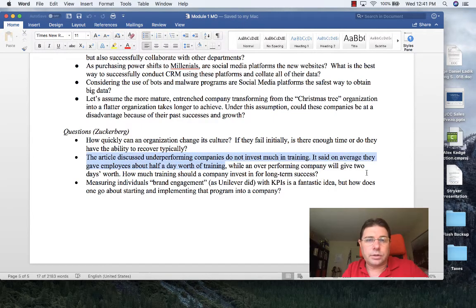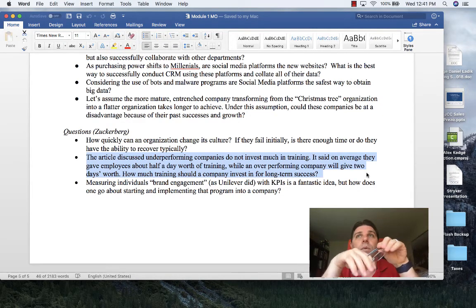The article discussed that underperforming companies do not invest much in training. They say on average they give employees about a day and a half's worth of training, while overperforming companies will give 2 days' worth. How much training should we do? Oh gosh. Especially since the financial meltdown, companies have gutted HR. No one trains anymore. The argument is, why do I train an employee when they're not going to be here for more than 3 years?